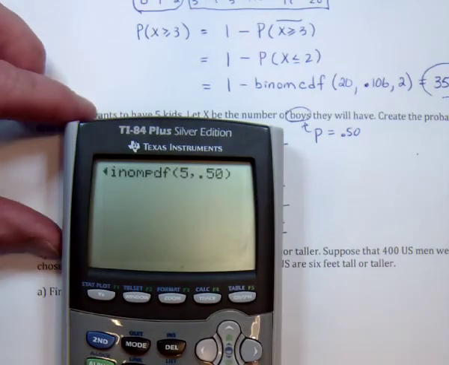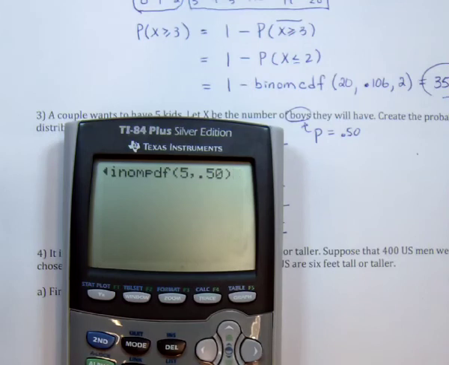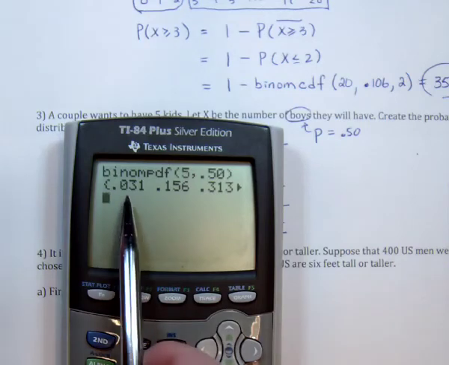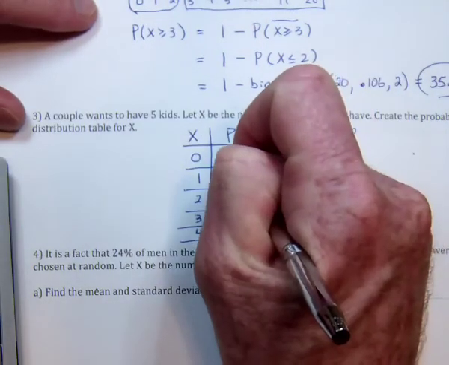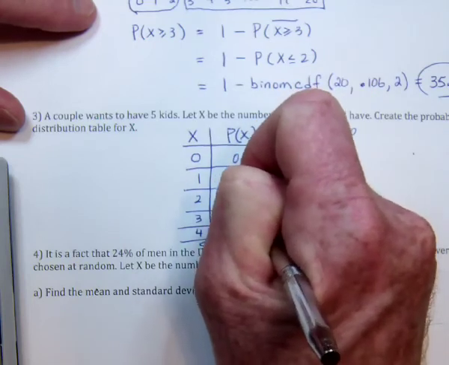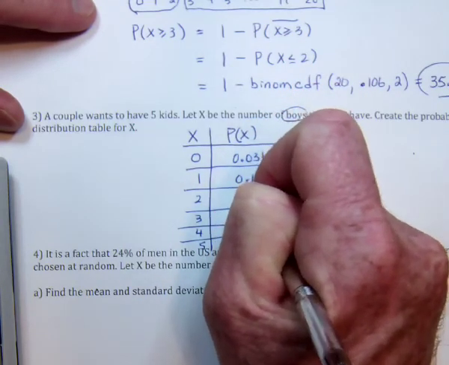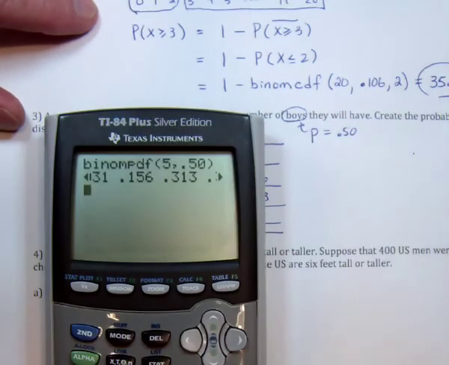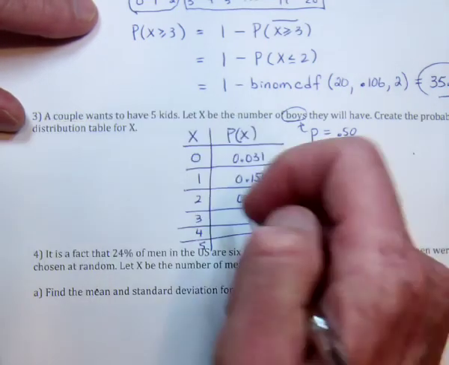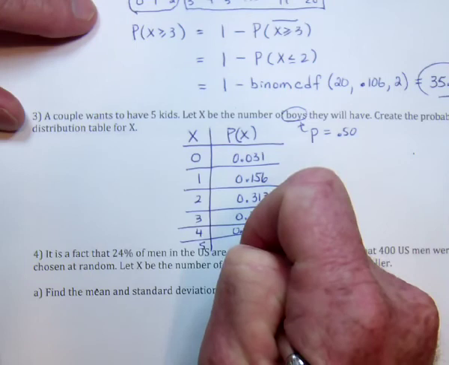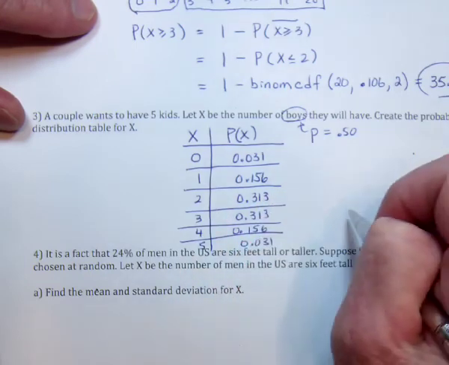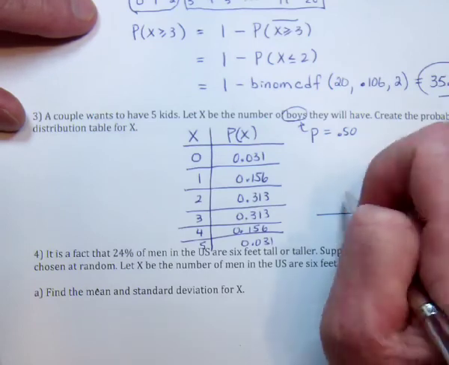Well, if you don't tell it what to put for that last number, the x, it will do all of the possibilities for you all at once. So this is when x equals 0, this is when x equals 1, when x equals 2, etc. The first one was 0.031, the next one was 0.156, and then 0.313, and to see the other ones, just use the right arrow key, and it will scroll over, and then it's 0.313 and 0.156, and the last one, 0.031, which actually makes it pretty much a nice bell-shaped curve.